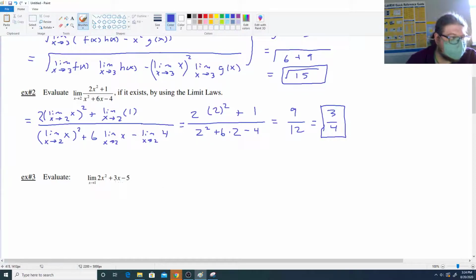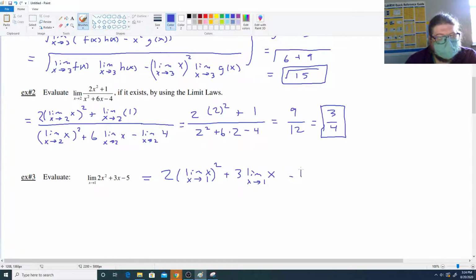Okay, and then this final one, we can split it up and get it as 2 times the limit x approaches 1 of x squared plus 3 times the limit x approaches 1 of x minus the limit as x approaches 1 of 5. So this will be 2 times 1 squared plus 3 times 1 minus 5, which will be 2 plus 3 minus 5. So that's 5 minus 5, which is 0.